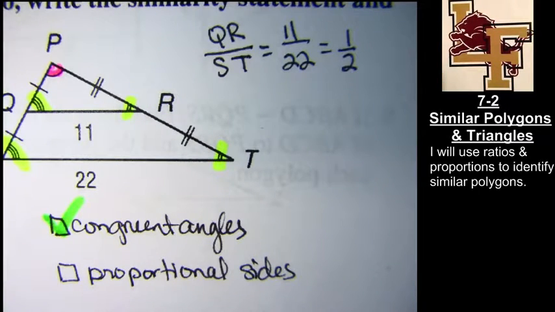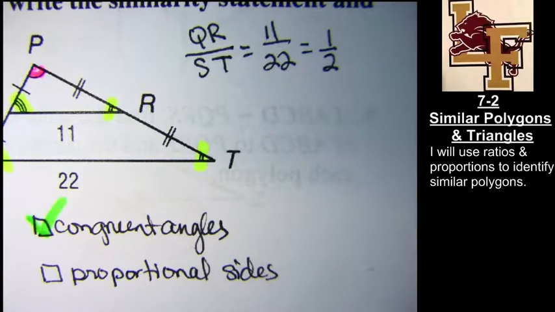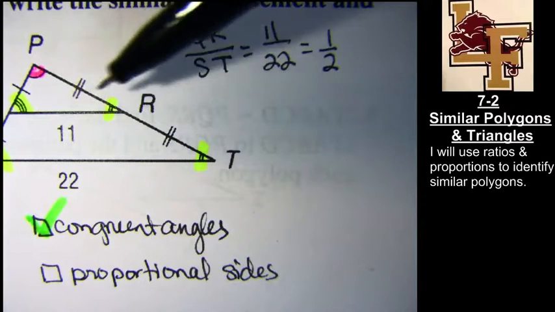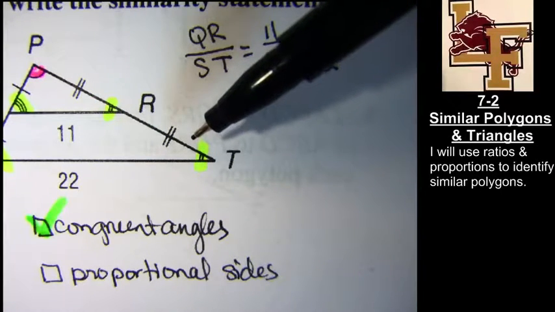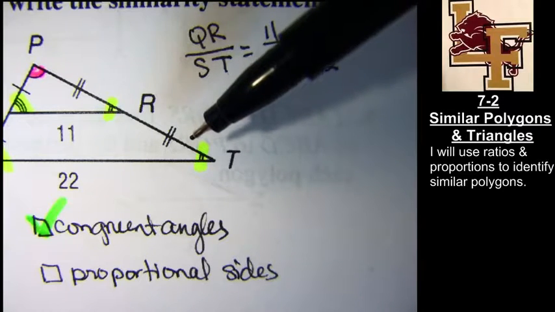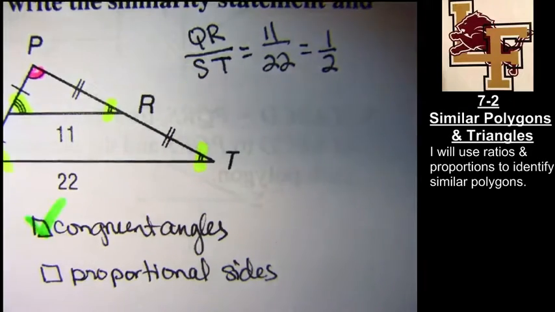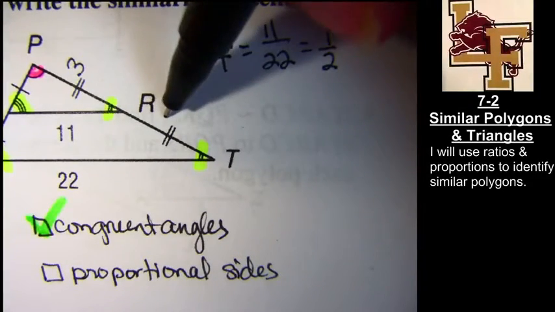All right, let's look at some of these other sides. I'm going to look at PR and PT. I don't have measures, but I know that they're congruent to each other, right? I know PR is congruent to RT. They have the same number of little dashes. So I can just make up a number that's easy for me to work with. 3. Okay, so this is 3 and this is 3.